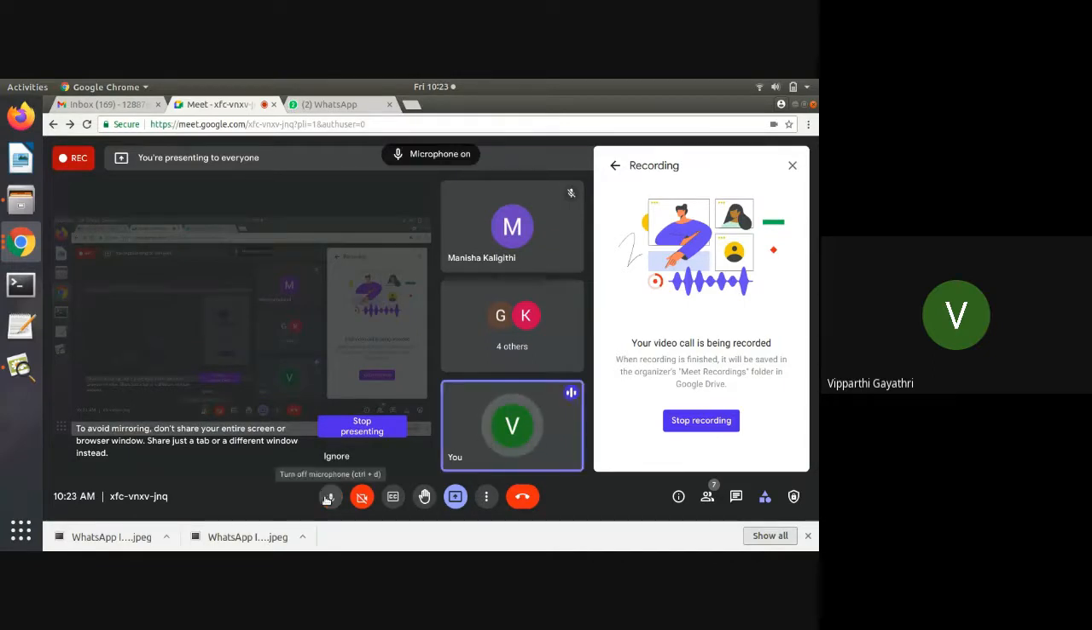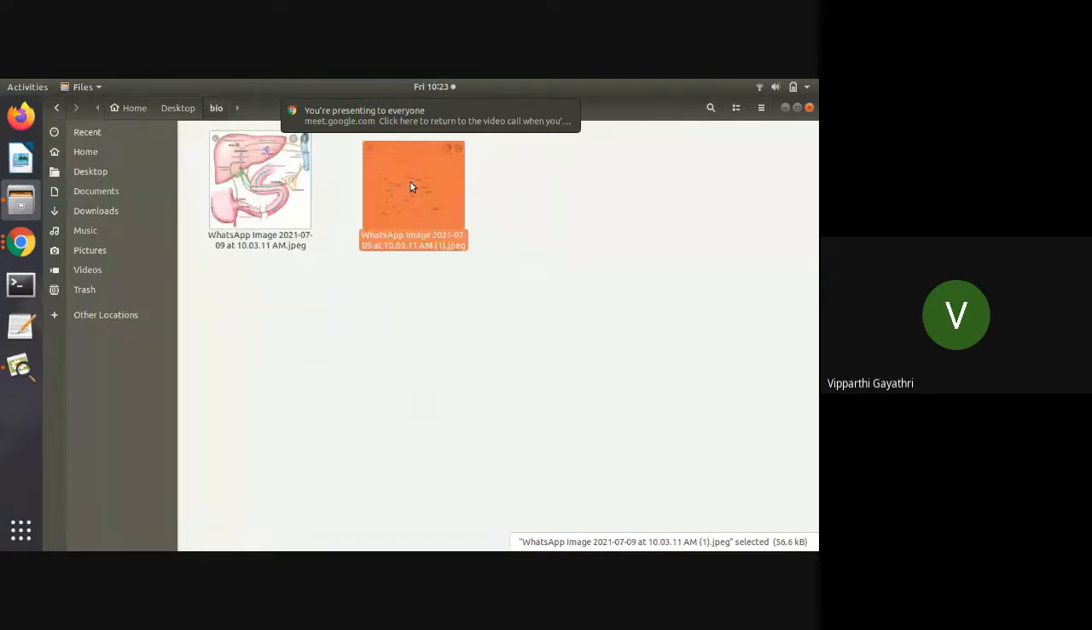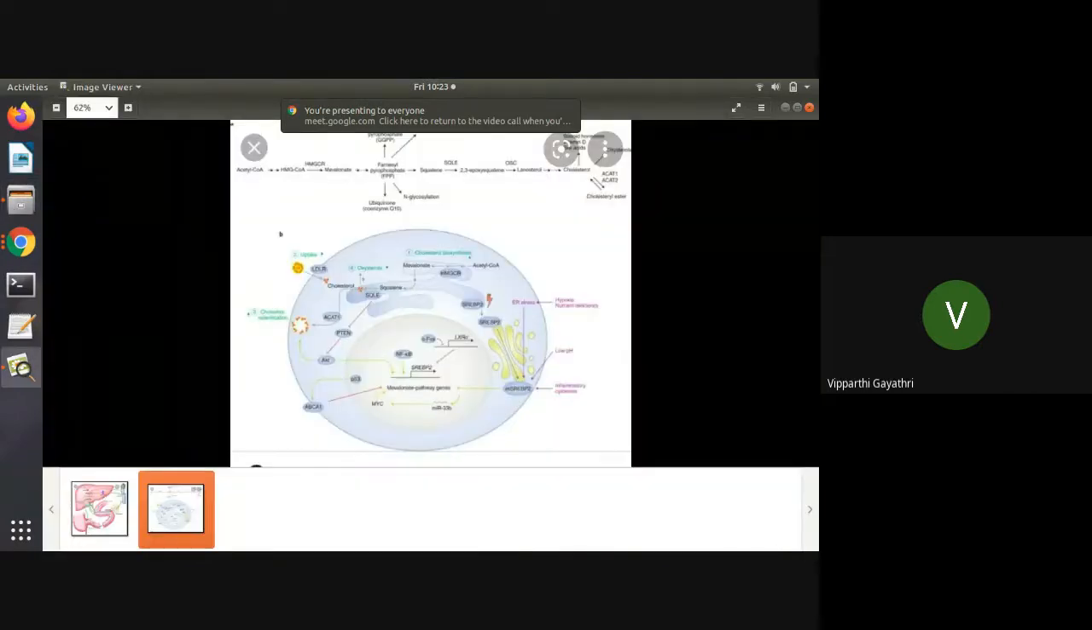The form involved in ketogenesis predominates in the liver. In extrahepatic tissue, the most abundant form is a soluble enzyme that is highly regulated by the supply of cholesterol. HMG-CoA reductase catalyzes the reduction of HMG-CoA to mevalonate, utilizing two molecules of NADPH.